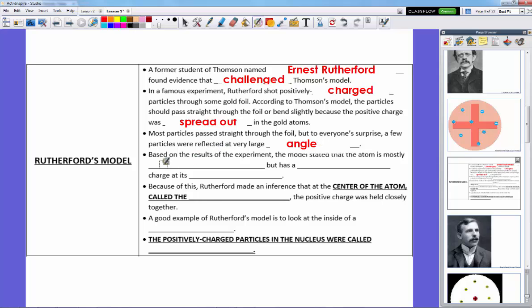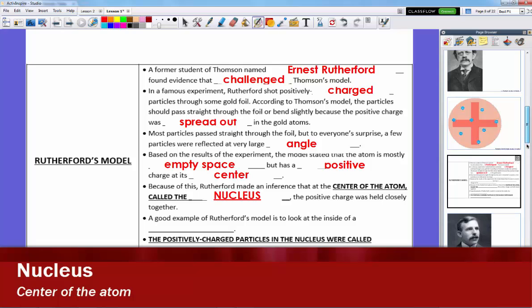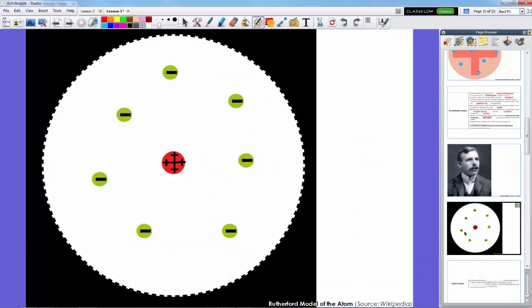Based on the results of the experiment, the model stated that the atom is mostly empty space because they kind of flew through pretty much straight ahead, but it has a positive charge at its center. And Rutherford made an inference that the center of the atom, which he called the nucleus, yes, that's what we call the modern center of the atom, the nucleus, the positive charge was held closely together. And this is the model that he gave.